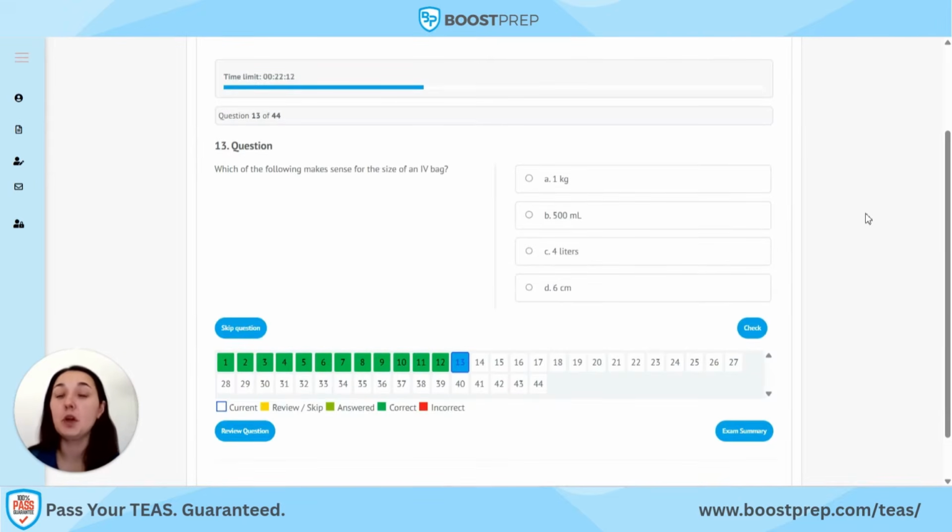Question 13. Which of the following makes sense for the size of an IV bag? A. 1 kilogram. B. 500 milliliters. C. 4 liters. D. 6 centimeters.